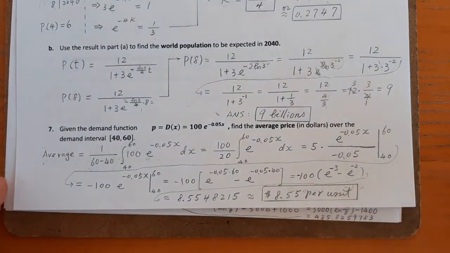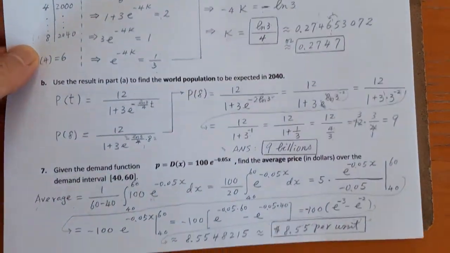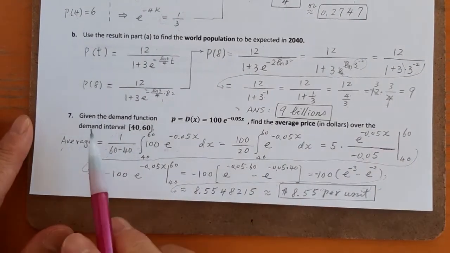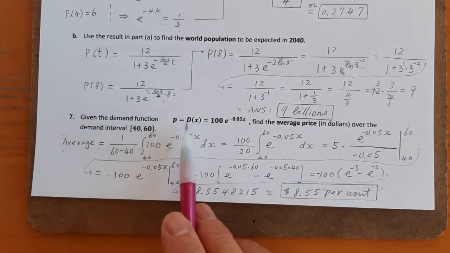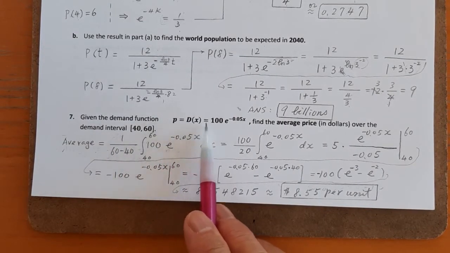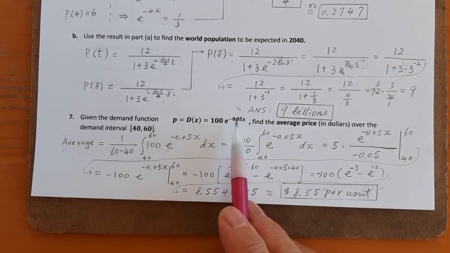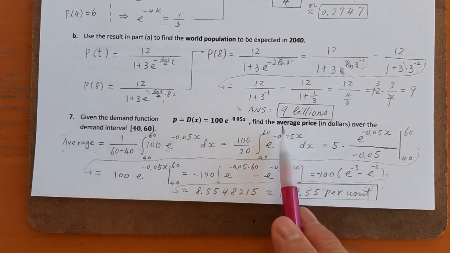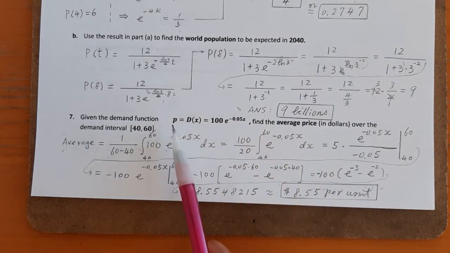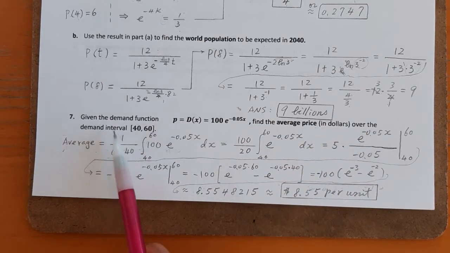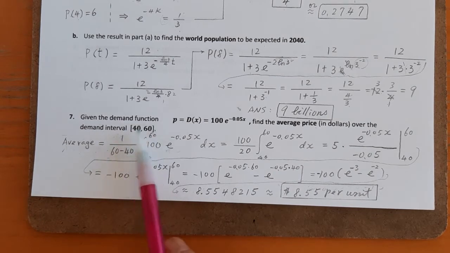Then question 7. Given the demand function, P in terms of X, demand quantity, D of X equal 100 e to the power negative 0.05x. Find the average price in dollars over the demand interval, over this interval. What is the average price?